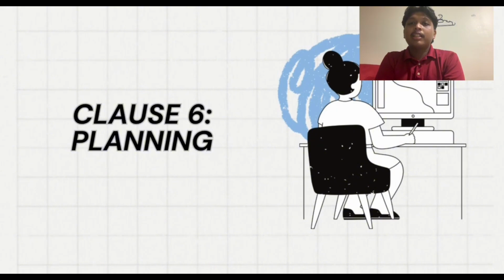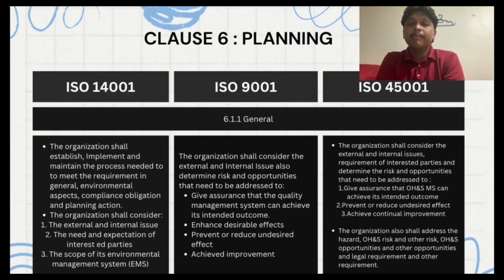Hi, my name is Muhammad Danish Rahimi bin Azman, and now we will continue with clause 6, which is planning. Firstly, I will explain about 6.1.1, which is general, for ISO 14001. The organization shall establish, implement, and maintain the processes needed to meet the requirements in general: environmental aspects, compliance obligations, and planning action. For ISO 9001, the organization shall consider the external and internal issues, and also determine risks and opportunities that need to be addressed.